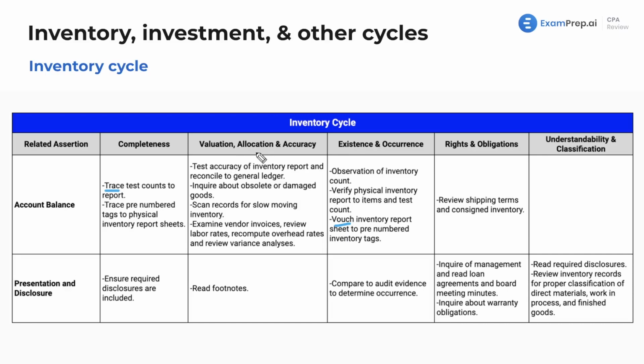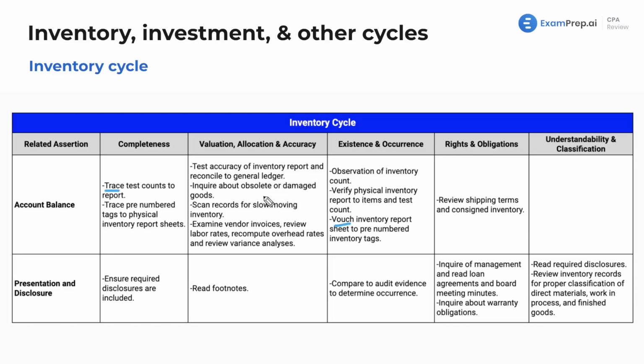Next, for valuation, allocation, and accuracy, you're going to want to test the accuracy of the inventory report and reconcile to the general ledger. This makes sure that the dollar amount of the inventory on there is tied to the dollar amount of the general ledger, making sure that the different accounting records tie. Because yes, you have the general ledger, which is the big kahuna. This is really just the core accounting record. But you want to make sure the subsidiary ledgers, these other reports, tie in well, because there will be different tiers within a company. You've got the manufacturing department, and then within that, you've got the factory. They've all got their various reports. You want to tie those in.